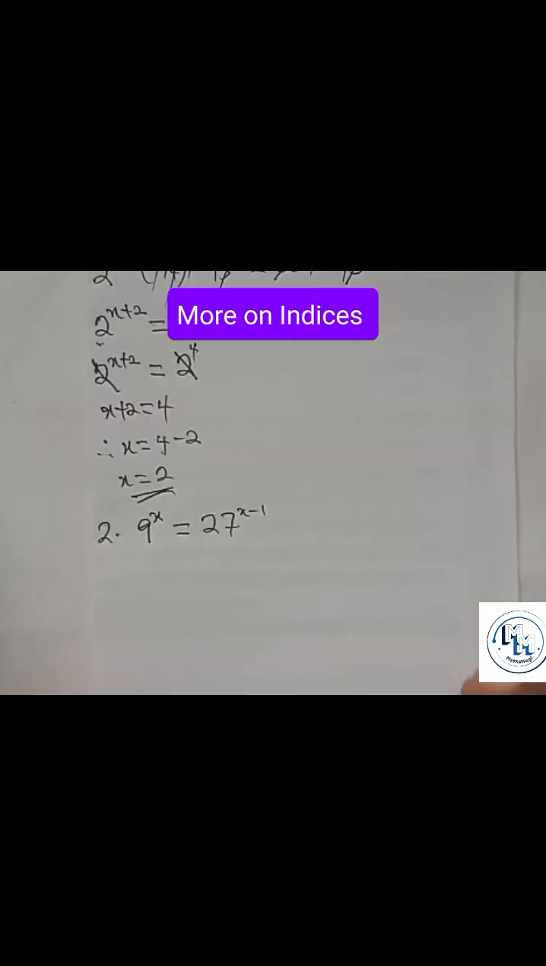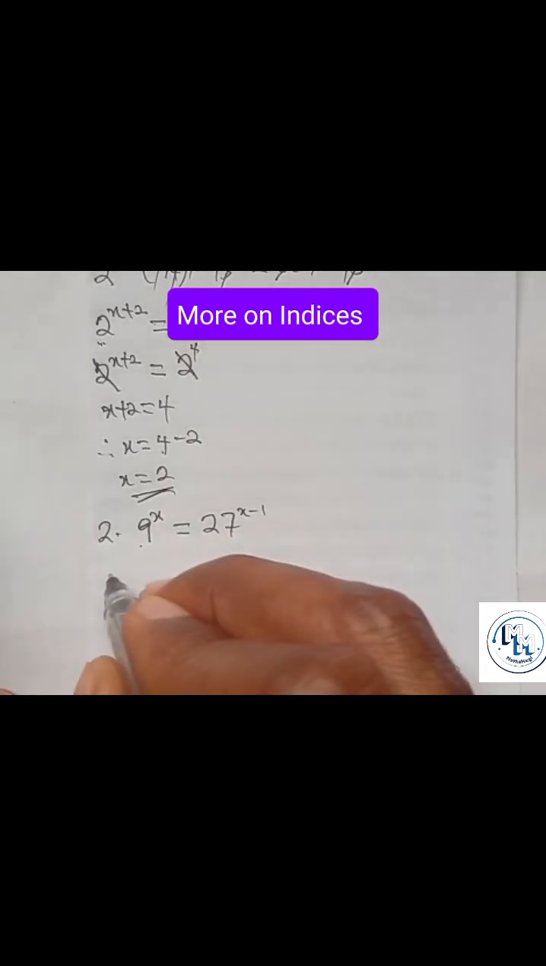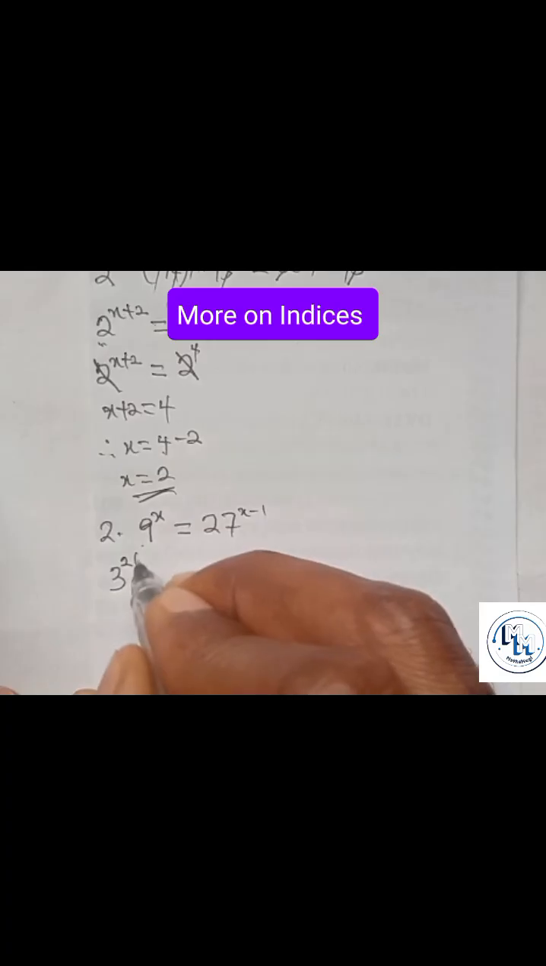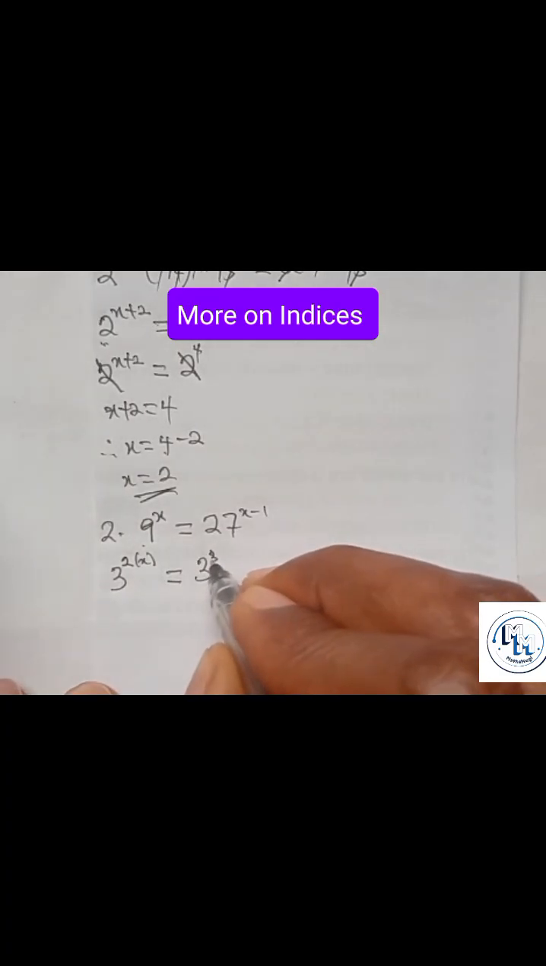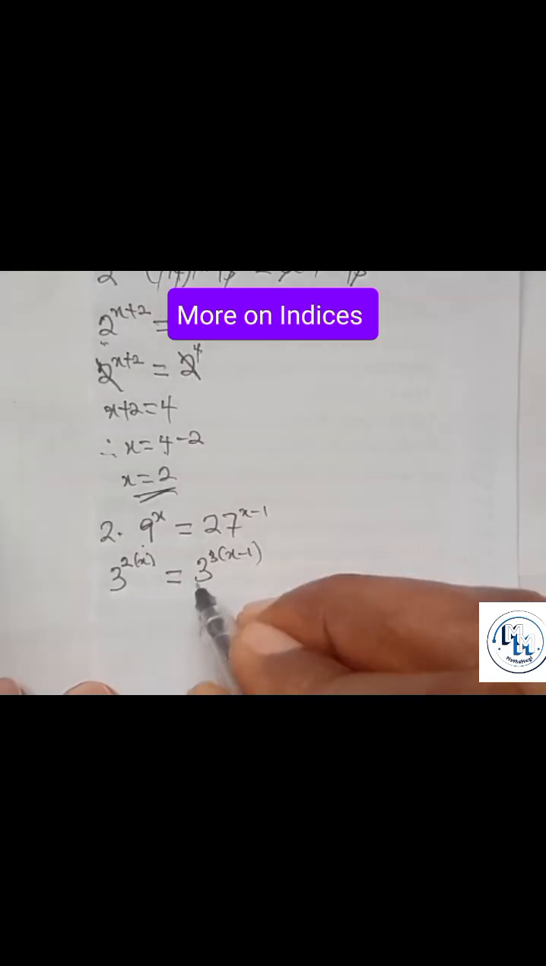Alright, let's attempt the second question. The second one says 9 to the power x is equal to 27 raised to the power x minus 1. This is the simplest of the 3 questions. What to do here is to make this side and this side have the same base. Now, 3 to the power 2 should give me 9, and 3 to the power 3 should give me 27.